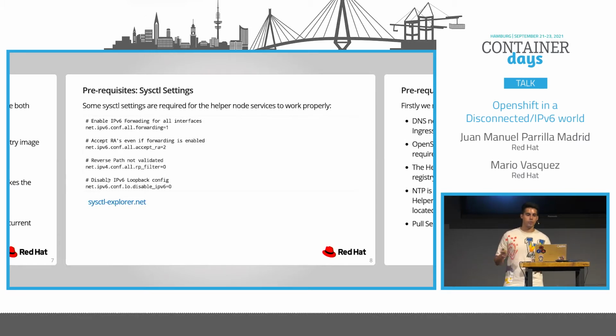In case you're running those services in this helper node, you will need these sysctl settings. You have maybe the definitions of those settings here. Since we don't have too much time, I will go a bit fast and skip this section, but you have the settings there.